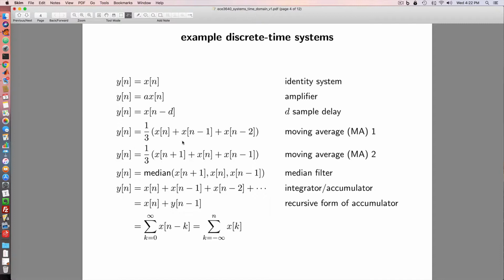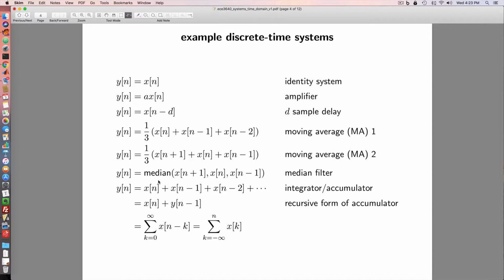Here are a couple of examples called moving averages, because they average together. There are three terms, and they average together the current sample and the previous two samples from the history. So we add all those together, divide by 3, that's an average. And it's called a moving average because as the time index runs forward, the samples that are falling in the averaging window move along with it. So it moves. Here's another moving average. Notice that in this case, the current sample appears in the middle, and then we take one future sample and one past sample, and we average those together.